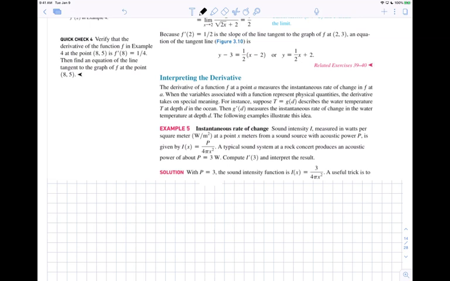I think for the sake of time, let me see. I think I'm actually going to do this one. So basically it's saying compute I prime of 3.